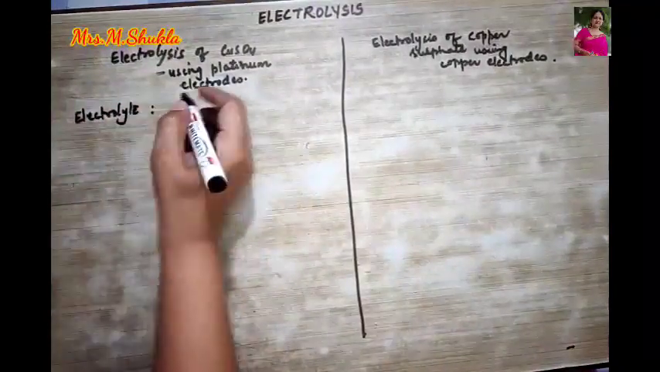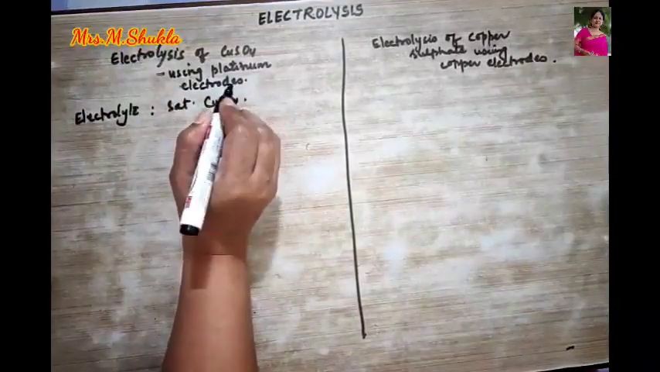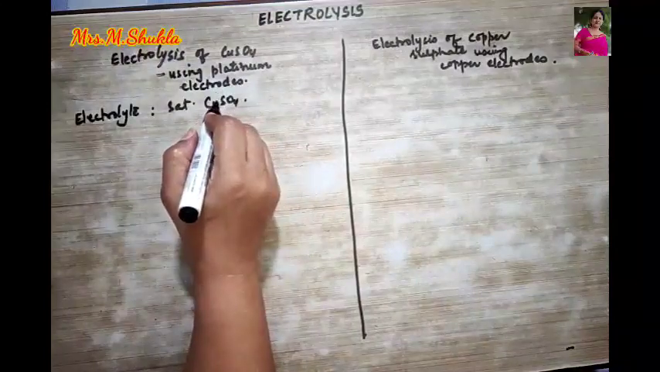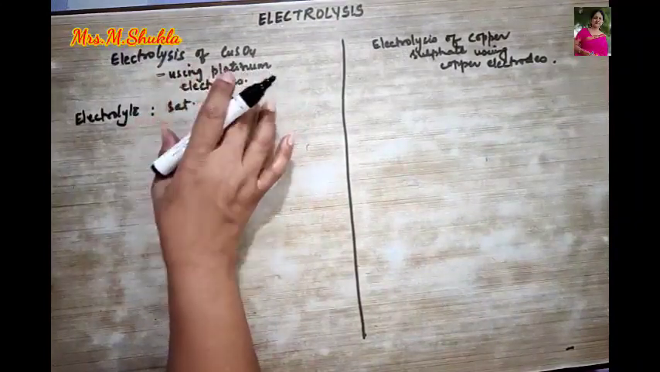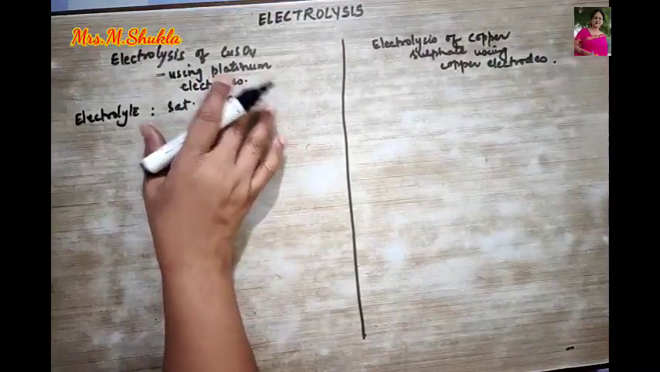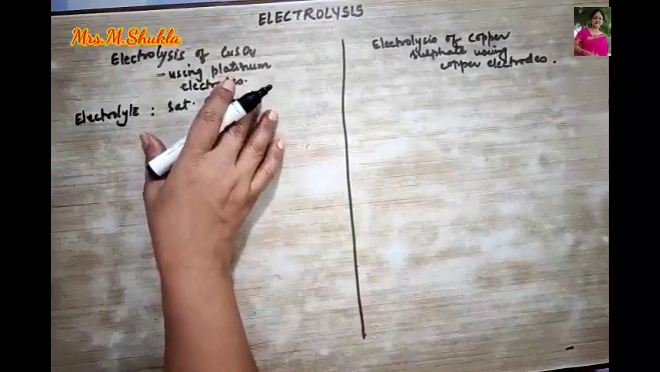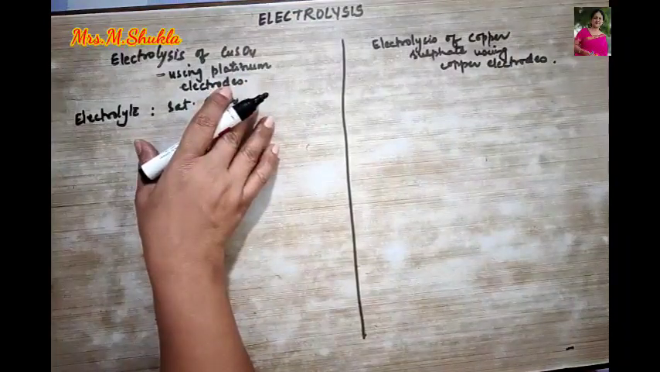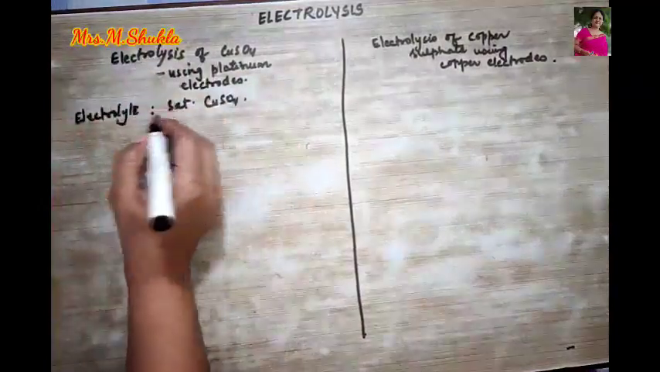The electrolyte will be your saturated copper sulfate, right? And it is always prepared in distilled water with a small amount of concentrated sulfuric acid. Why is concentrated sulfuric acid used here? To increase the electrical conductivity of the electrolyte. Clear?